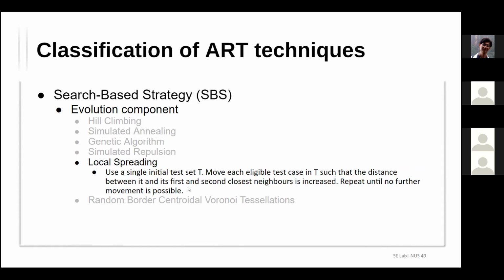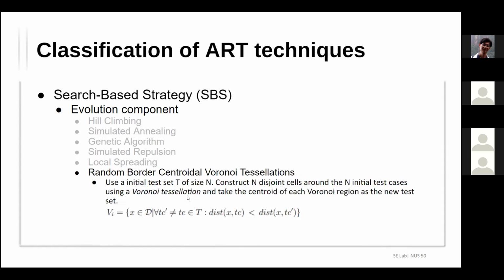You slowly move every test case repeatedly until they're all maximally apart from each other, and then that's your final test case. So that's an example of achieving the even spread again. Finally, the last one is the oddest one, I suppose.